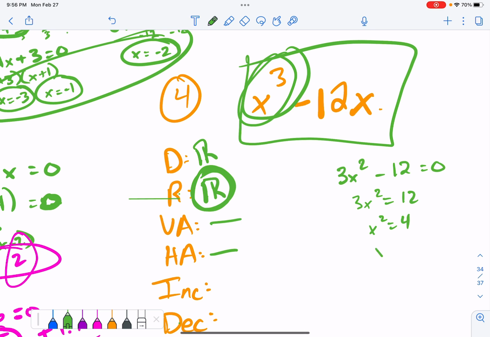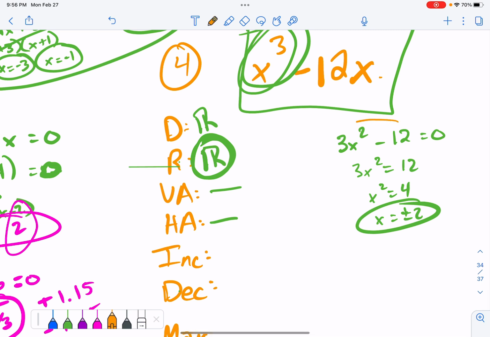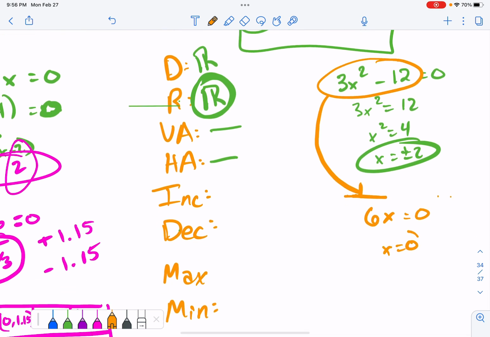And x is plus or minus 2. So that's 2 critical numbers right there. Okay, then that's my first derivative. My second derivative will be 6x, the 12 will go away. If I set that equal to 0, x will be equal to 0. So these are my possible maxes and mins, and this is my POI probably, okay?